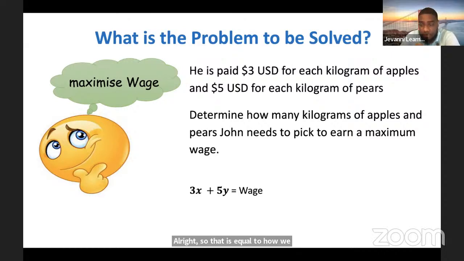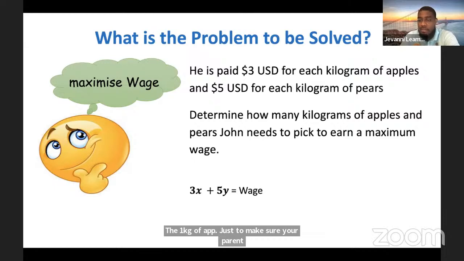Sorry, sir, if I may, I know I see someone typed in the chat "3 equal 1 kilogram of apples." So you have to be careful of how you're looking at the variables and what they represent and what the numbers are telling you. The 3 is the amount of money he gets for picking 1 kilogram. So the 3 is money, not the 1 kilogram of apple. Just to make sure you're clear and precise on what you're saying. So you have the dollar sign, USD.